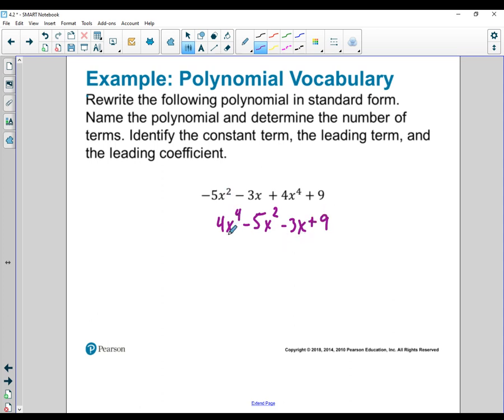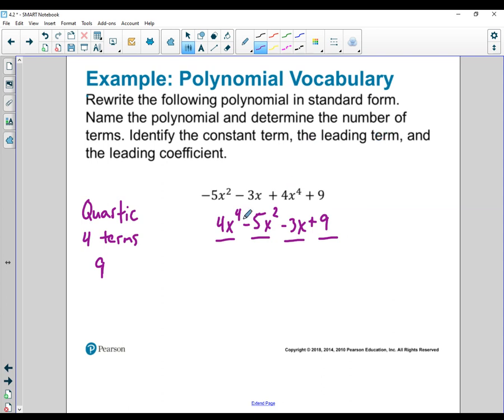And now it wants all this stuff, so name the polynomial. This is going to be, it's to the fourth. So if we remember from our beginning one, that to the fourth is a quartic. Right? The number of terms is 1, 2, 3, 4, split up by the minus and pluses. So 4 terms. The constant term is 9, right? That's the constant term, 9, because it has no variables to it.